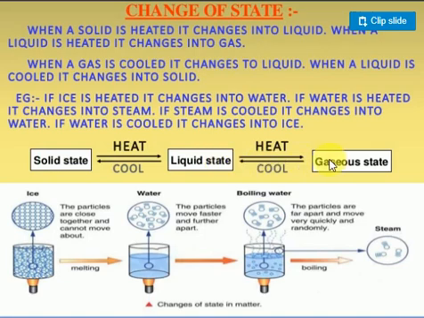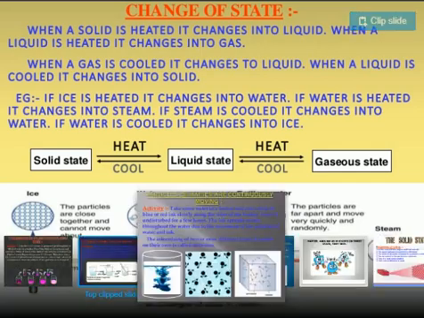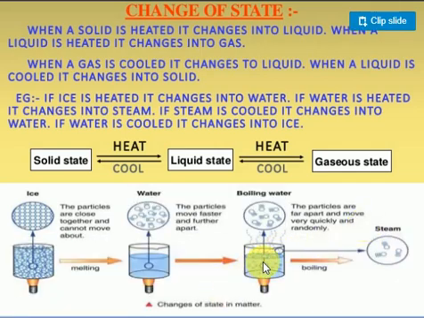Liquid becomes gas. Remember, liquid becomes gas. Here two conditions are there. One is below its boiling point, the other is at the boiling point. Below its boiling point it is evaporation. At its boiling point it is called boiling. Now remember, the boiling point means the temperature at which the vapor pressure of a liquid equals atmospheric pressure. Or else another definition: the temperature at which water starts boiling. The boiling point of water is 100 degrees Celsius only.